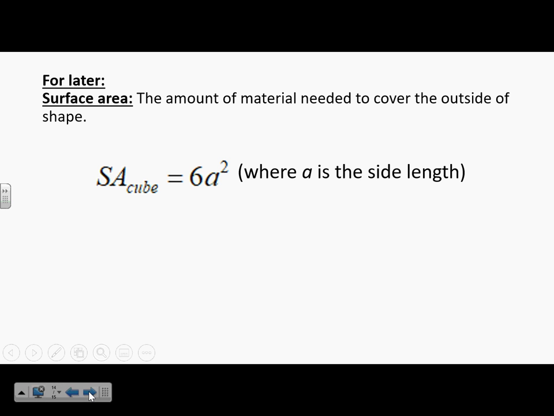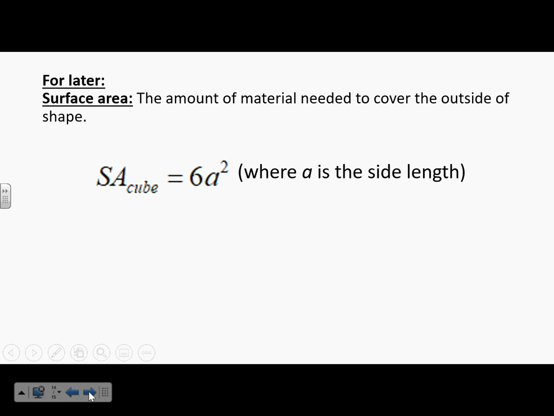Now, the last thing, this is going to be for later, but I want to introduce you to this. This is going to help us find surface area. So surface area is the amount of material needed to cover the outside of a shape. So like if you have a box, the cardboard that makes up that box, that'd be the surface area. How much cardboard do you need to make this size of box?